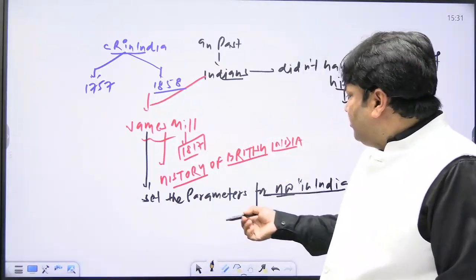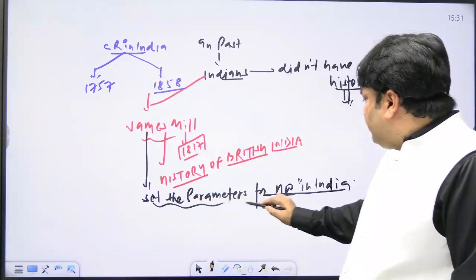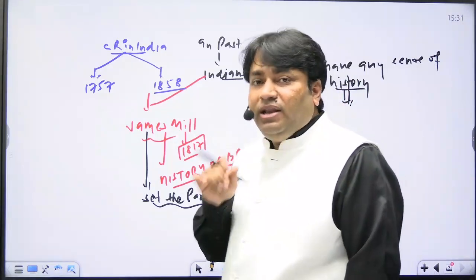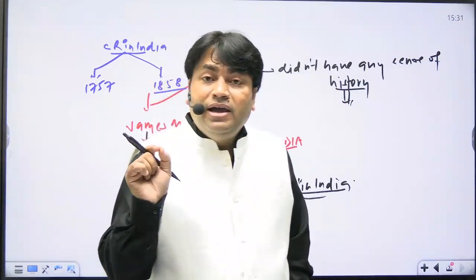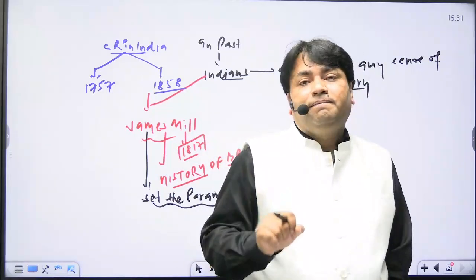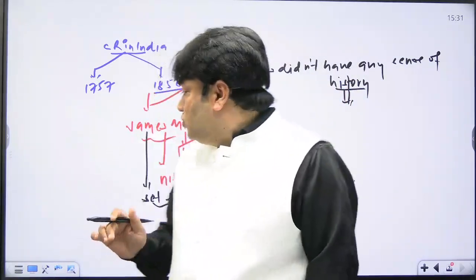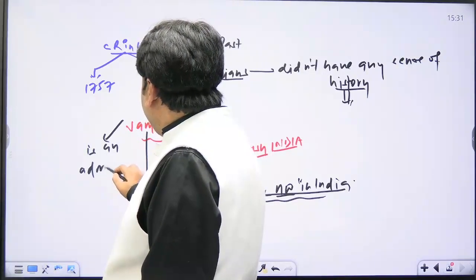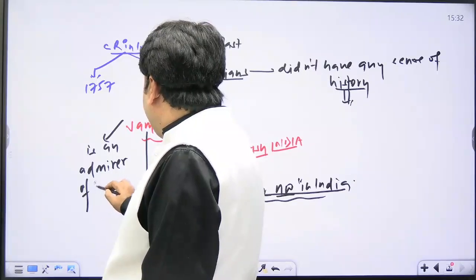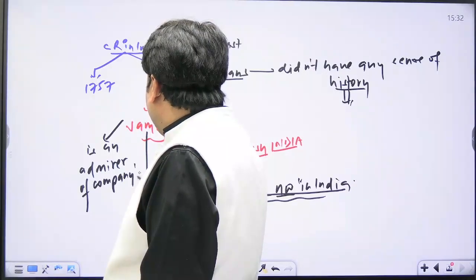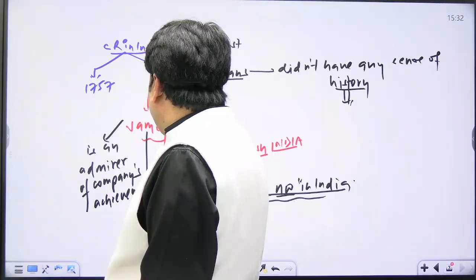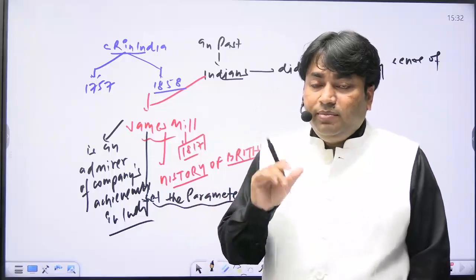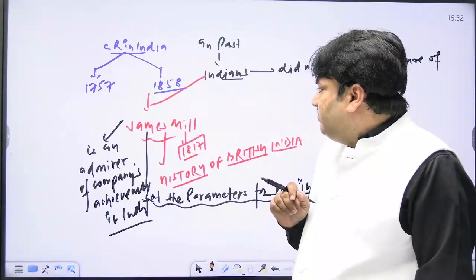Now, the second important point: I said that James Mill set the parameters for history writing in India, and James Mill was an admirer of British achievements in India, the achievements of the company in India. So James Mill is an admirer of the company's achievements in India.